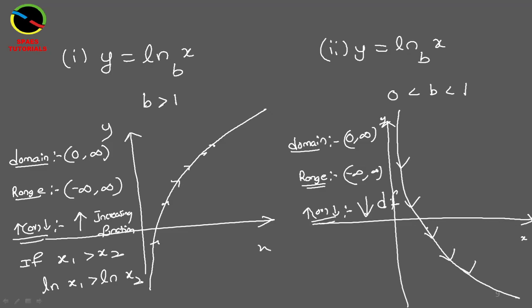Sir, how do you say whether it is increasing or decreasing? With respect to the x value. If the x value is increasing and accordingly the y value is decreasing, this is called a decreasing function. And if the x value is increasing and accordingly the y value is increasing, it is called an increasing function. Now here we can see in the graph that it is a decreasing function. So how to say mathematically: if x1 is greater than x2, same statement, what happens here is ln x1 is less than ln x2. So this is about the graphs of logarithmic functions. I think this should be very much clear.